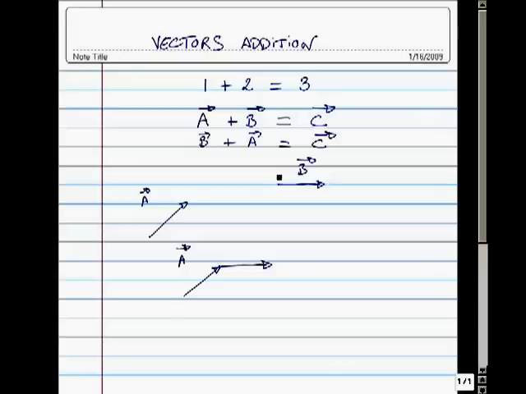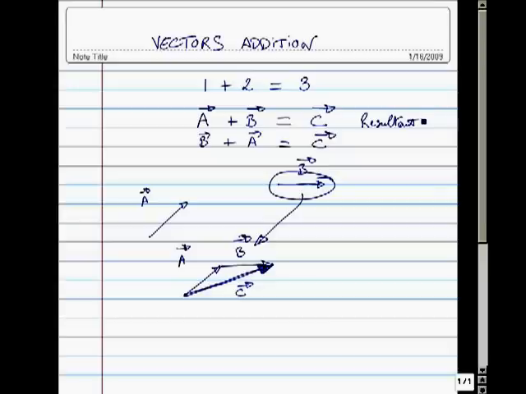Remember, the nice thing about vectors is that you can move them around as long as you don't change neither their magnitude nor their direction. It's the same vector. So you can take this vector and move it in such a way that vector B starts where A ends, and the vector sum, which is C, will be the vector that starts where A starts and ends where B ends. This would be my vector C, which is the resultant vector of A and B.